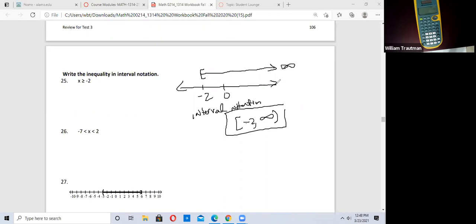Okay, I have another question for you. Don't look at this one anymore. Let's do this one. Don't look at that one anymore. What's the answer to this one?